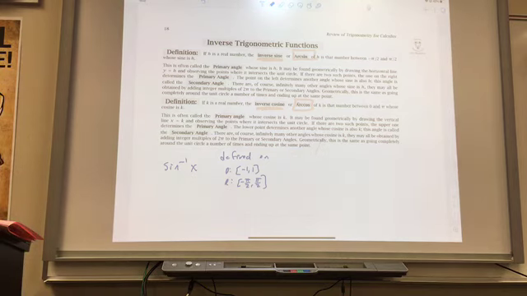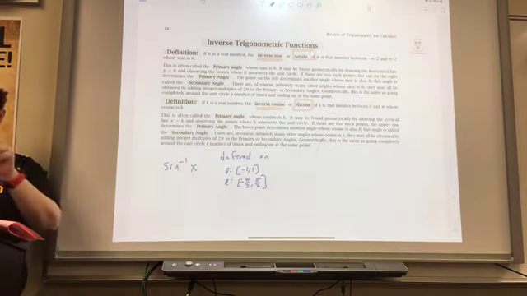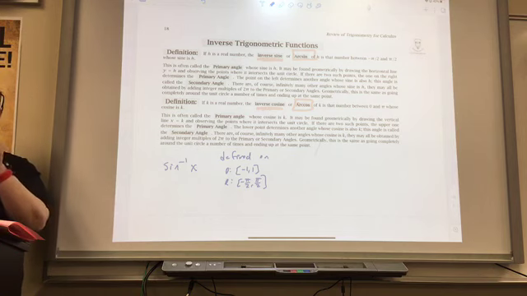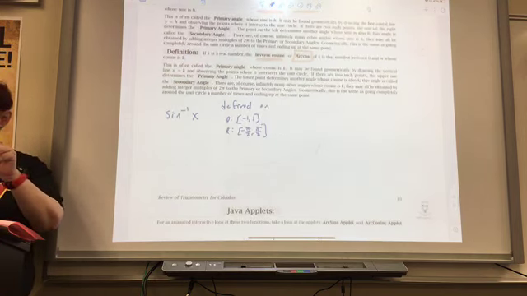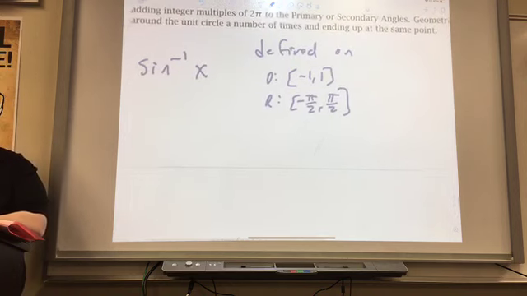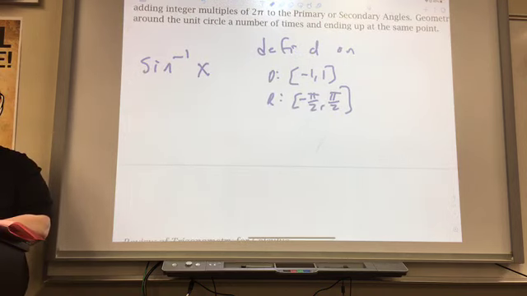You could restrict it and get a different portion of it, but we want to include the origin in there. So that's where we're going to define it. It just makes this little squiggly thing. It says defined on, and then I have my domain and my range.